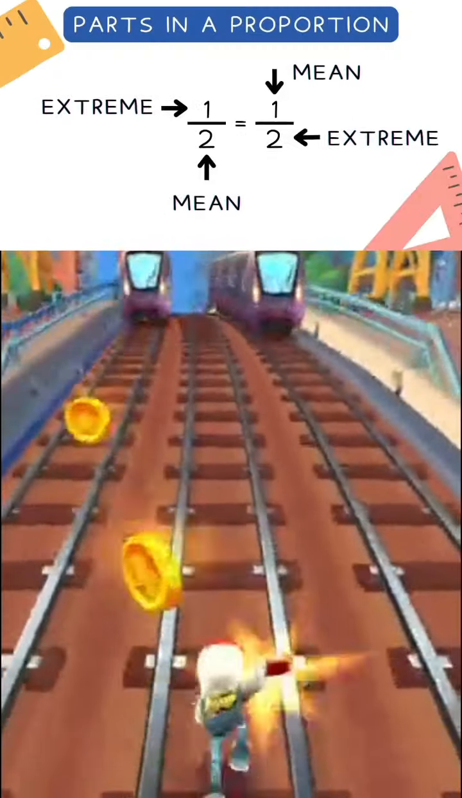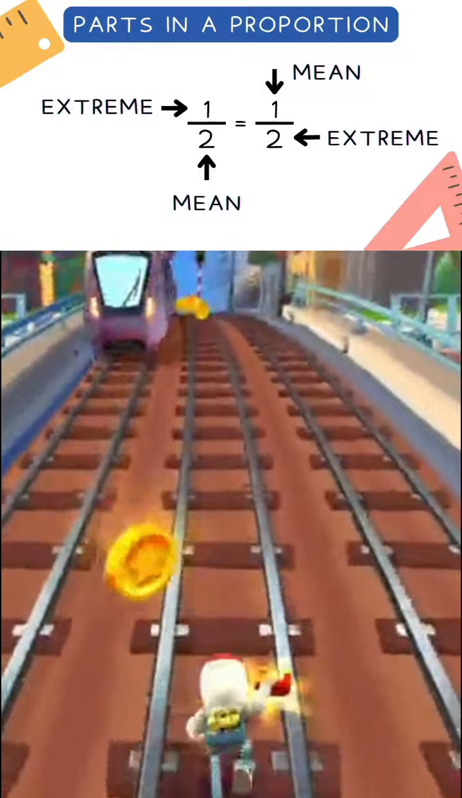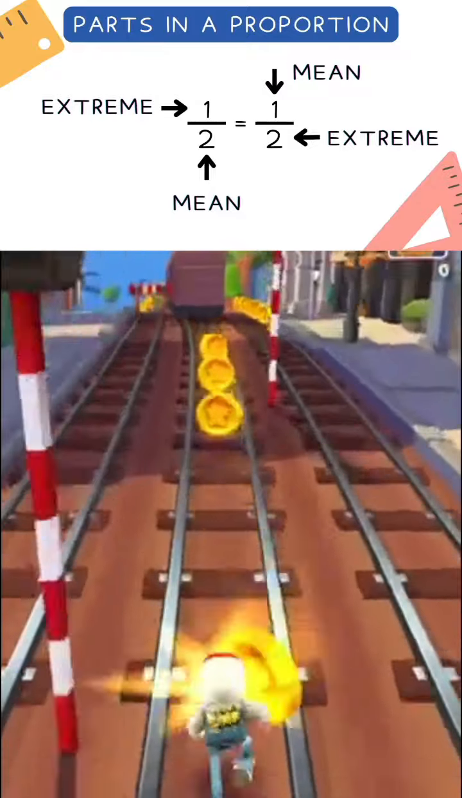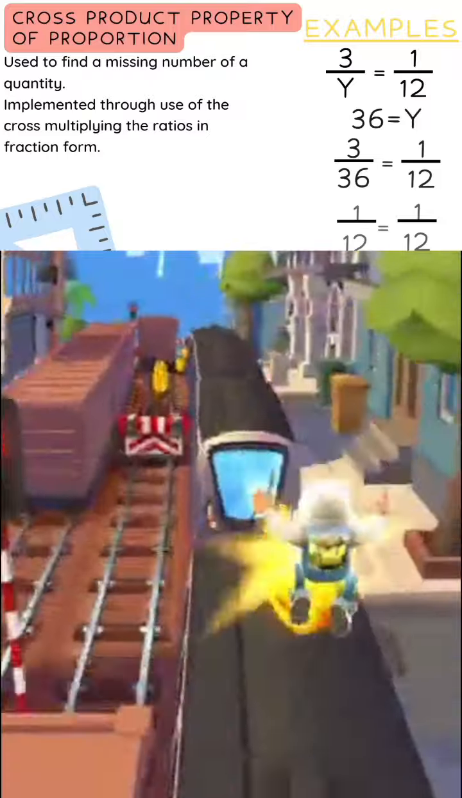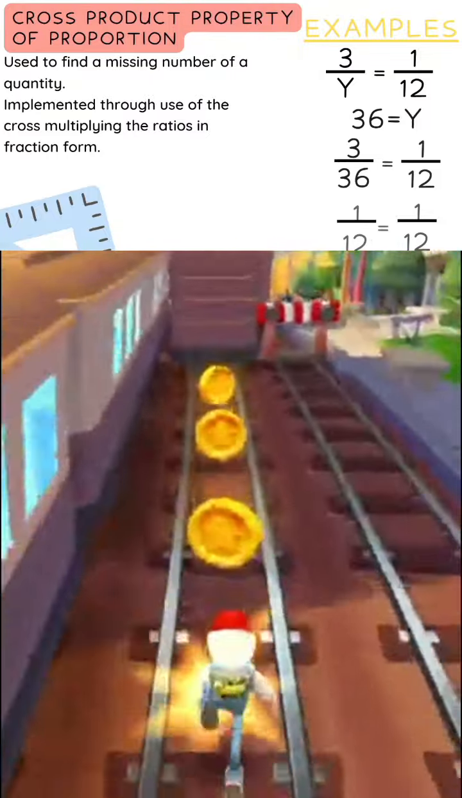In a proportion, the numerator is called the extreme and the denominator called the mean on the left side. But on the right side, the placement of the extreme and mean are reversed. Now let's say we have a missing number of a quantity. To find it, we will use the cross product property of proportion, which means to just cross multiply the fractions, which can be shown through the example.